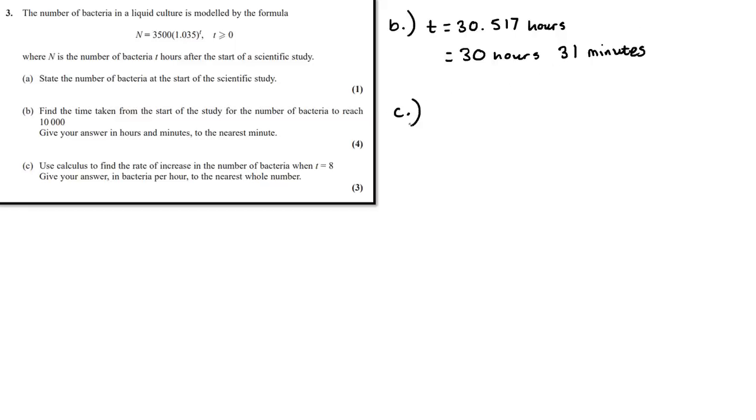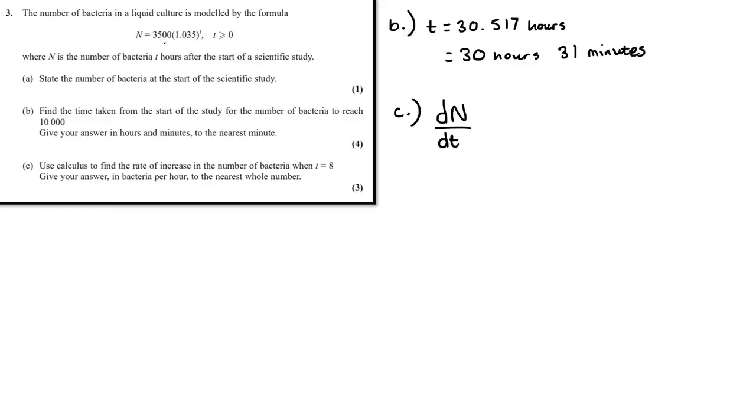So part C. We're using calculus to find the rate of increase. So when we see that word increase and the rate, then we know we need to use differentiation. So what I need to do then is differentiate n, this formula, with respect to t. So we're looking for dn by dt. All we're simply doing then is differentiating this right hand side with respect to t.